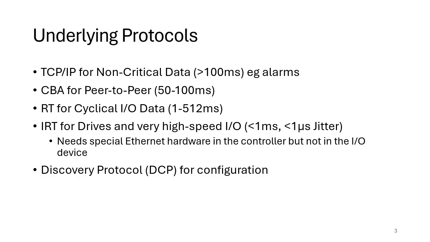You've also got isochronous real time, or IRT, and this is intended for drives and very high speed I/O, particularly servo motion, where you need cycle times which are less than 1 millisecond and also very low levels of jitter. You can imagine for motion, you've got rotating devices, the jitter needs to be very low so that the signals are received at the same time each cycle, not just that the cycle time is very low. So the jitter on IRT is less than 1 microsecond.